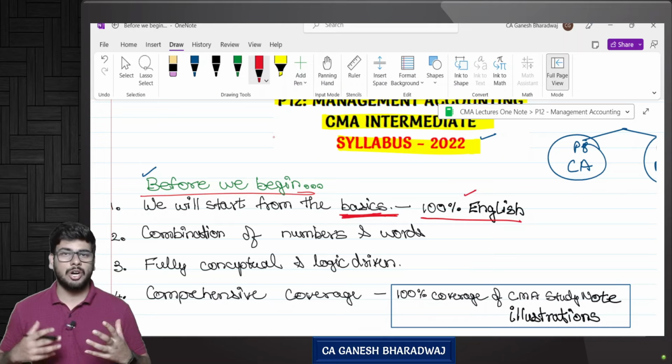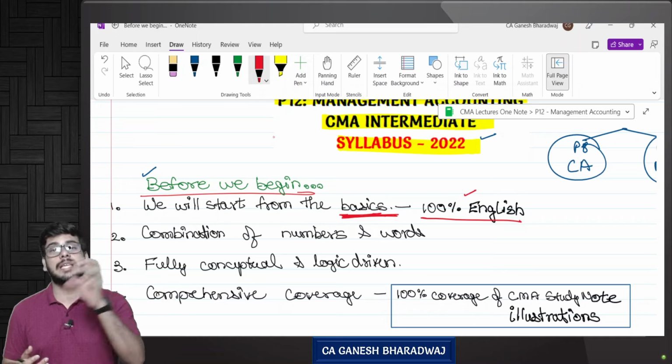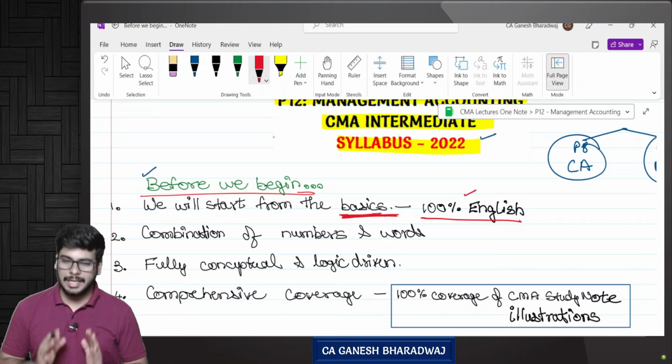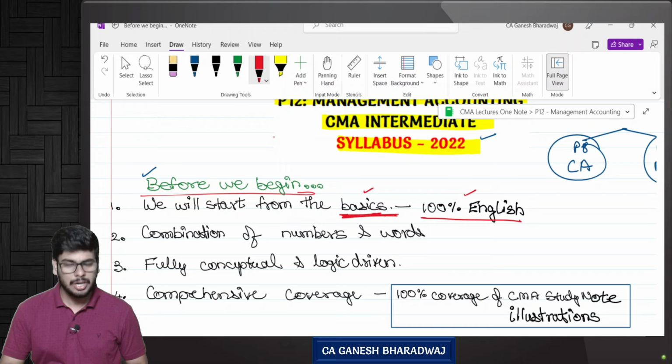So I'm not assuming that you know cost accounting and then only you come to management accounting. That is what I want to make very clear here. So whatever is the concept, we will be starting from the basics. Clear? Next.